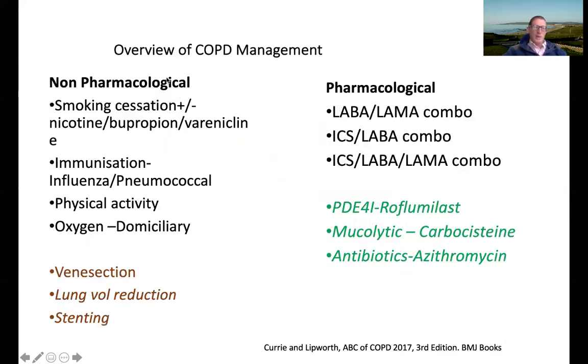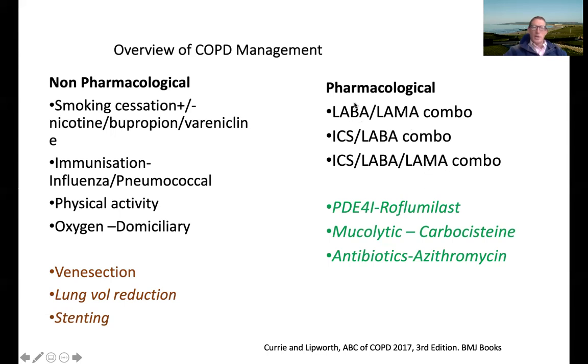So we've already talked about the non-pharmacological management. So now I'm going to focus more on the pharmacological management. And the pharmacological management is quite simple, is if you are non-eosinophilic, if your blood eosinophils are less than 300 per microliter, then you would go onto LABA-LAMA combination. And if you are an eosinophilic frequent exacerbator, then you would take an inhaled steroid, either with a long-acting beta agonist alone, or in combination with a long-acting beta agonist and a long-acting muscarinic antagonist.